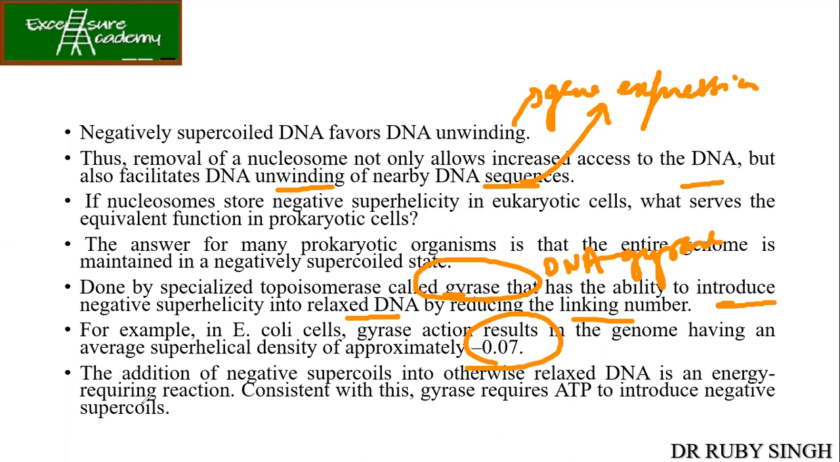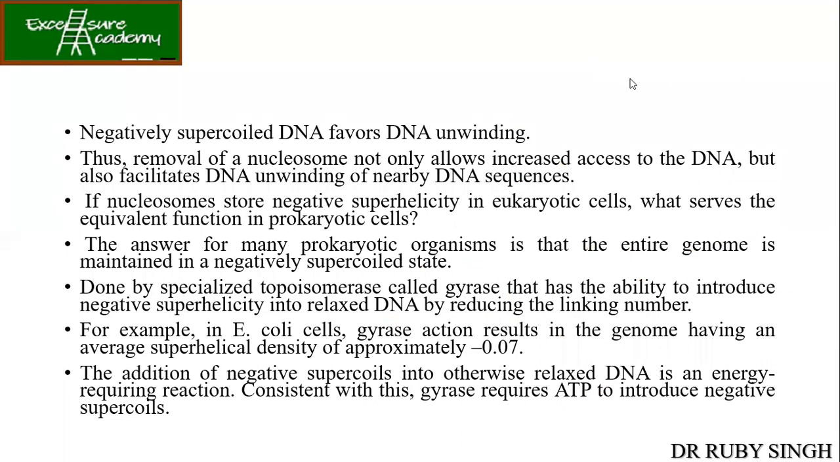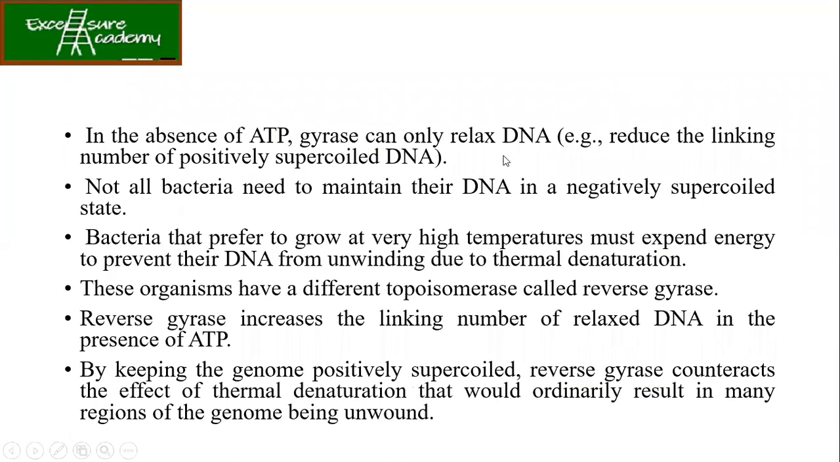Now, the addition of these negative supercoils into the relaxed DNA is energy requiring. What does that mean? It is going to utilize ATP. So in order to introduce negative supercoils, ATP is required. It is an energy dependent reaction. Now, what if there is an absence of ATP? In the absence of ATP, gyrase can only relax. Relax means, again, it is going to reduce the linking number by making it positively supercoiled.